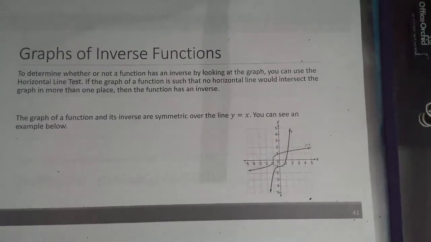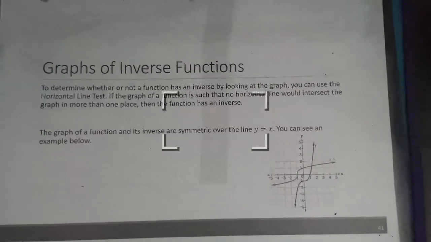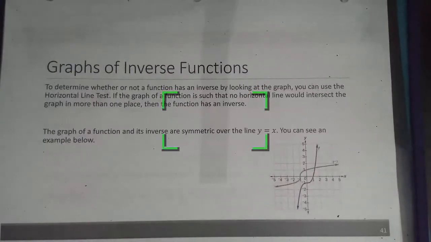Next up, we're going to look at the graphs of inverse functions. And this might clue in a few of you who have mentioned the horizontal line test in the past. To determine whether or not a function has an inverse just by looking at the graph, you can use the horizontal line test. And it's just going to be like the vertical line test, but with a horizontal line instead. If the graph of a function is such that no horizontal line would intersect the graph in more than one place, then the function has an inverse.